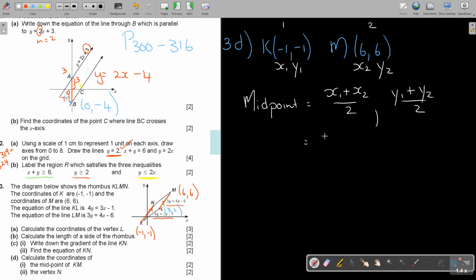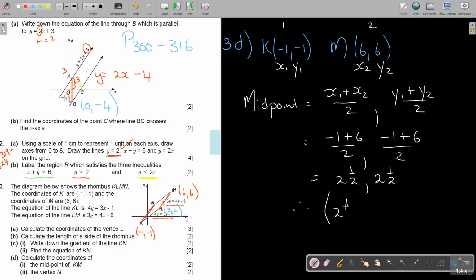And that is going to be negative 1 plus 6 divide 2. And for y it's negative 1 plus 6, it's exactly the same. So this is going to be 5 over 2. Do you agree? Divide 2, which is 2.5. And this is also 2.5. Okay. And then basically this is my point. My coordinate point of the midpoint is (2.5; 2.5). Okay. Very basic.